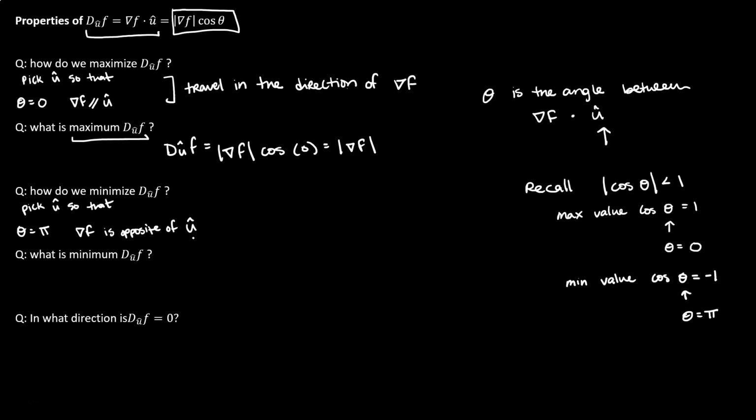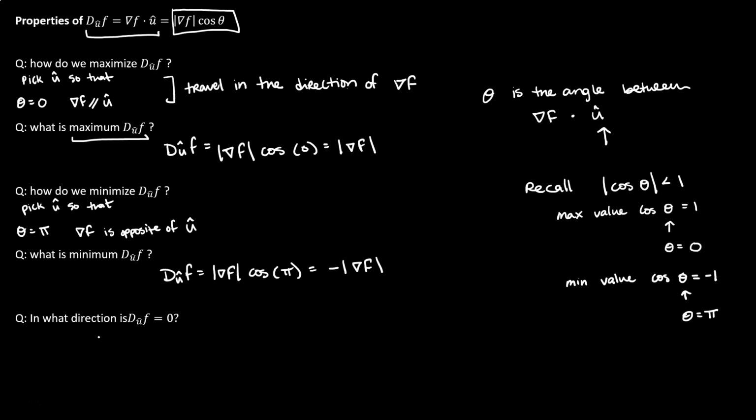And if we travel in the opposite direction of the gradient vector, so if we pick u hat so that theta is equal to pi, then the minimum directional derivative occurs, and it looks like the magnitude of the gradient of f times cosine at pi. Cosine at pi is equal to -1. So really, the minimum directional derivative is simply the negative of the magnitude of the gradient vector.